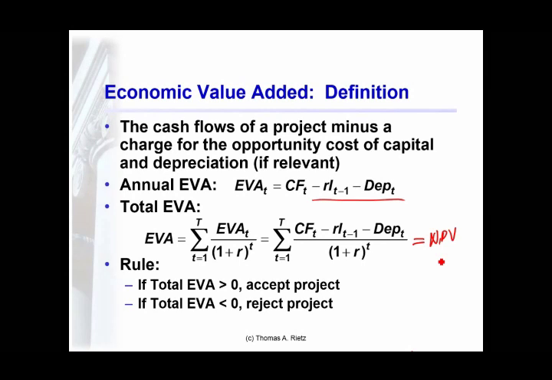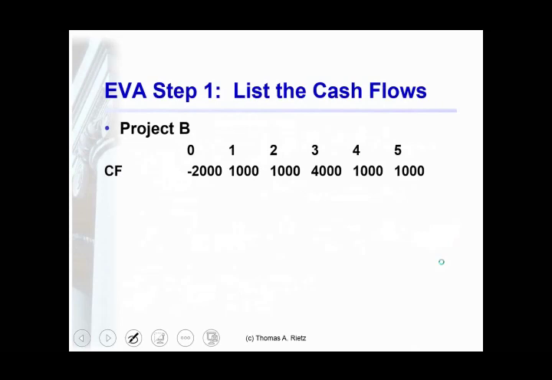So we will use the same rule. If economic value added is greater than 0, accept the project. It rank orders things in exactly the same order as net present value. To show you how this is done and why it's an advantage, I'm going to do this for project B that we've been working with.